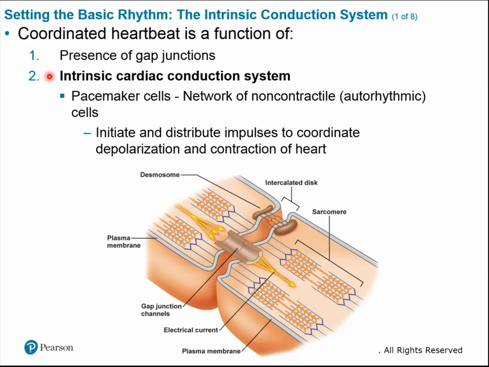So the intrinsic cardiac conduction system consists of what are called pacemaker cells. These are non-contractile autorhythmic cells that are going to initiate and distribute those action potential impulses to coordinate contraction of the heart.